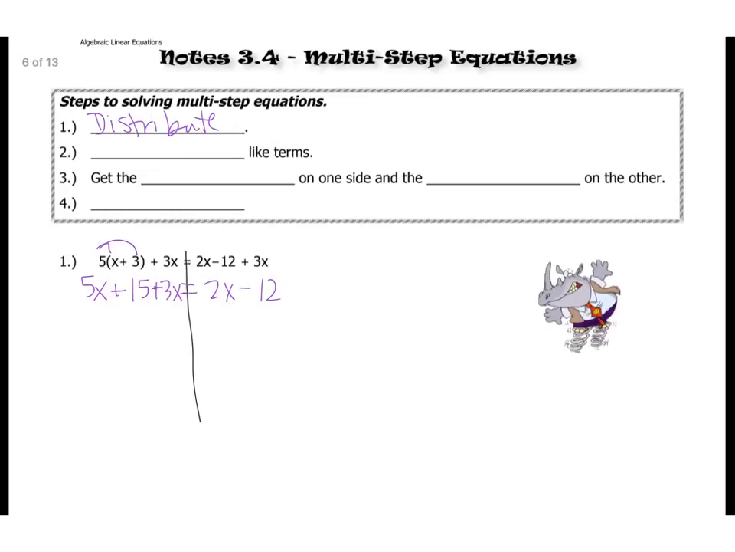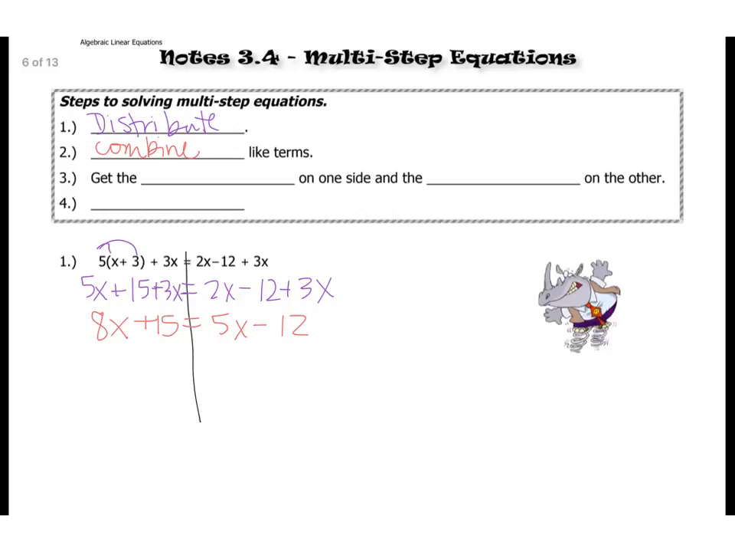So now we're just going to write everything else down. The next thing that you will do is combine like terms. So on the left-hand side, 5x and 3x are like terms. We combine them since they're both positive. It becomes 8x plus 15. And on the right side, 2x and positive 3x becomes 5x minus 12.